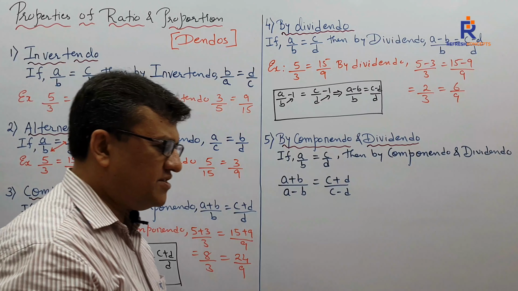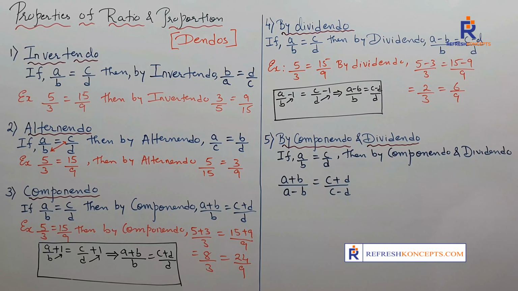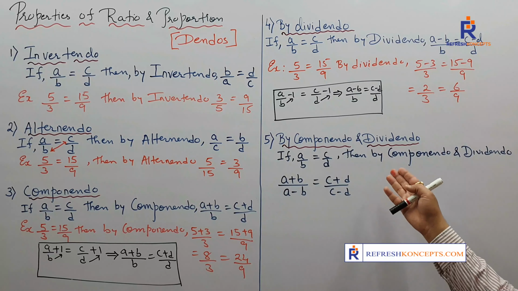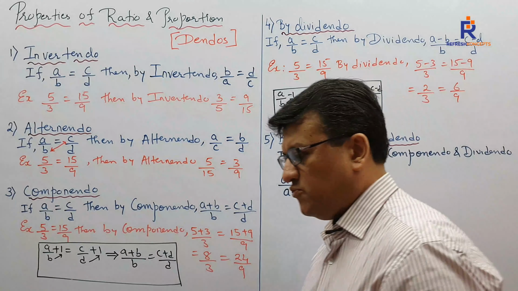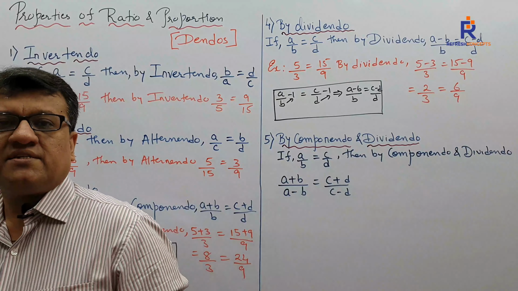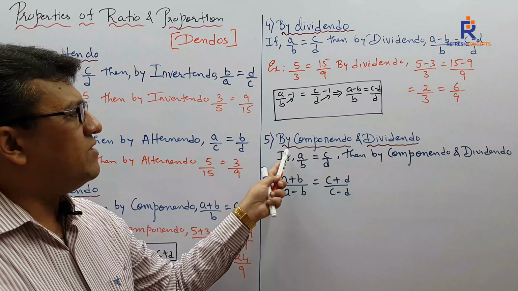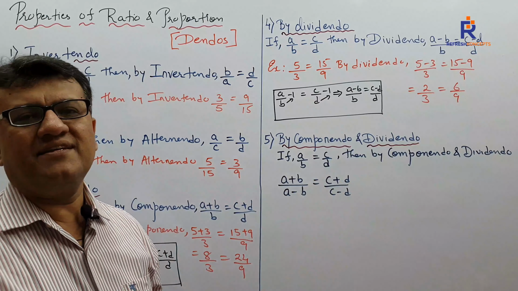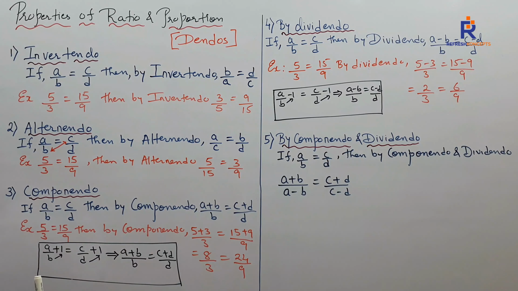The last one, the all important one. That doesn't mean that the remaining 4 are not that important. But you will see maximum number of sums we apply this, depending upon the question, mind you. I shall tell you when to apply what, right? Everything will be told to you when we solve sums. The last one is by componendo and dividendo, a combination of both.